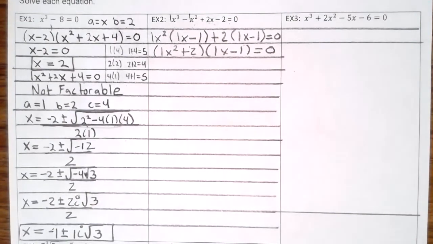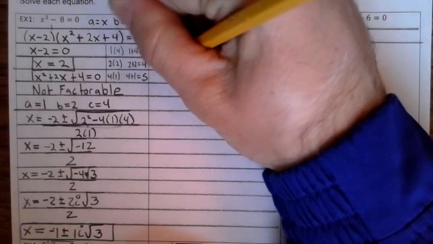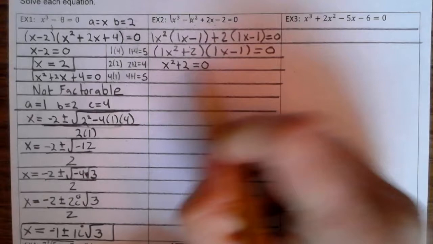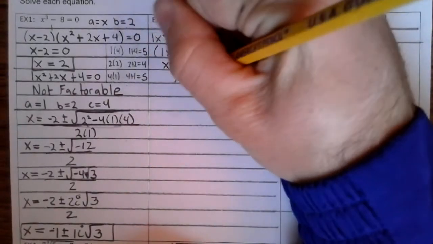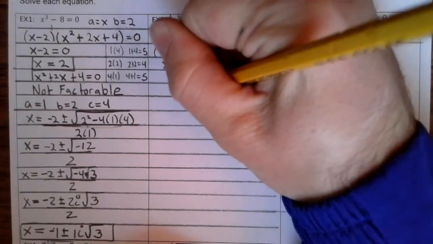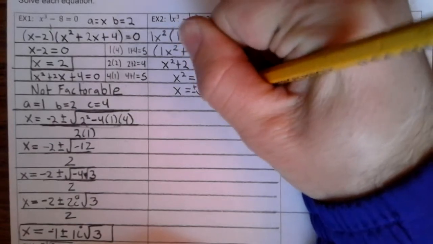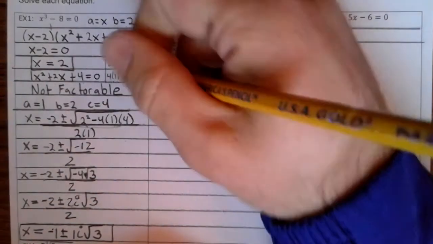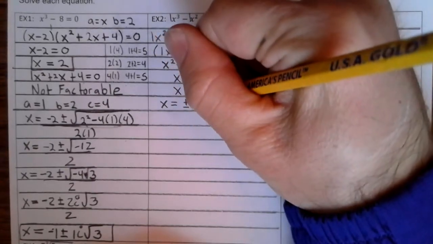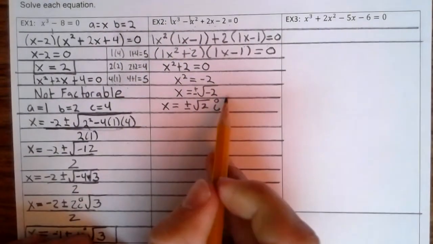So now we set each of them equal to 0. So x squared plus 2 equals 0. We subtract 2 from both sides. We get x squared equals -2. Take the square root of both sides. So x equals plus or minus the square root of -2, so x equals plus or minus the square root of 2i. So there's 2 of our answers.